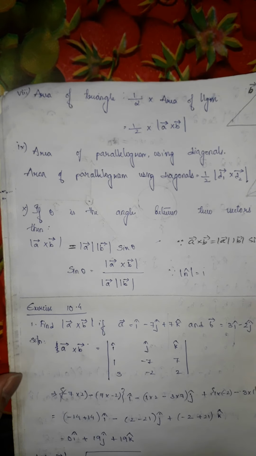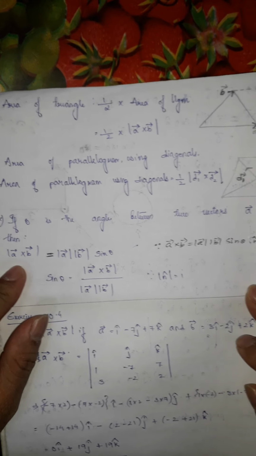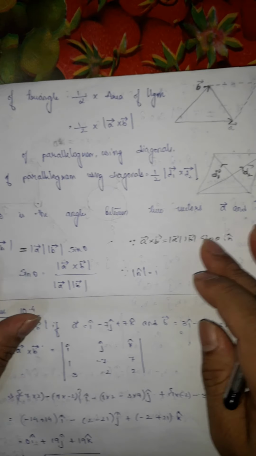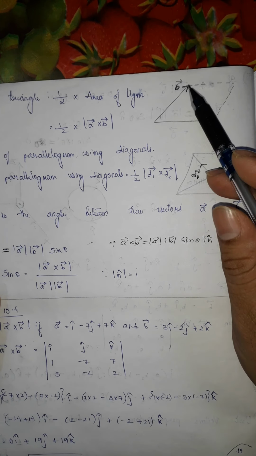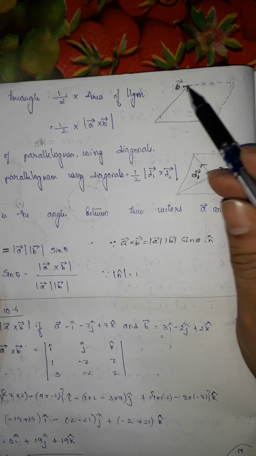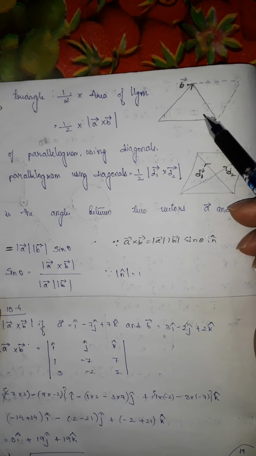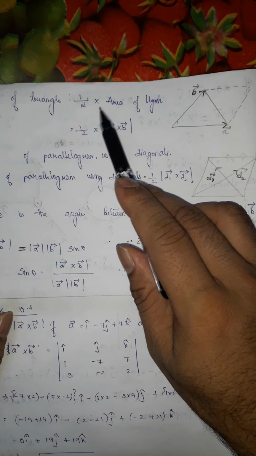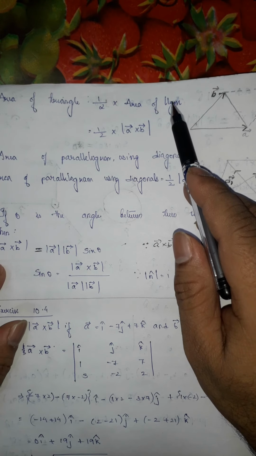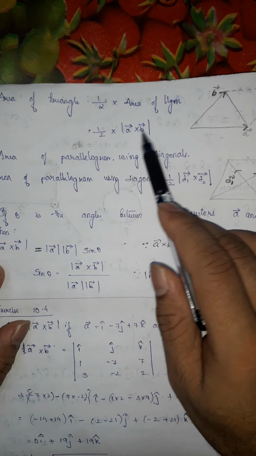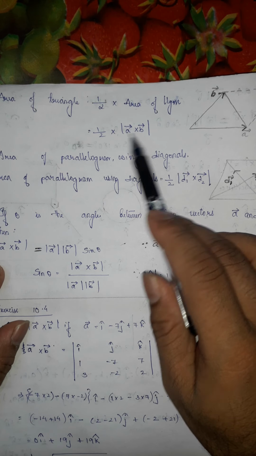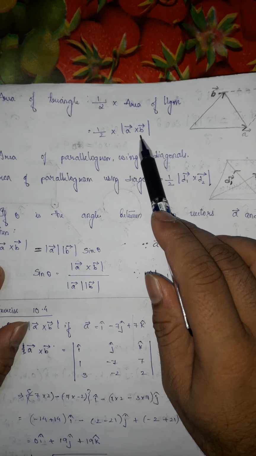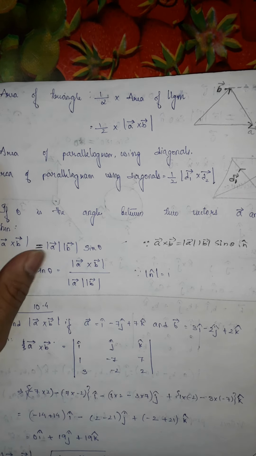Area of triangle. The triangle is half of the parallelogram. So the area of the triangle will be half into the area of parallelogram, which is magnitude of A cross B. So the area of the triangle is half into magnitude of A cross B.